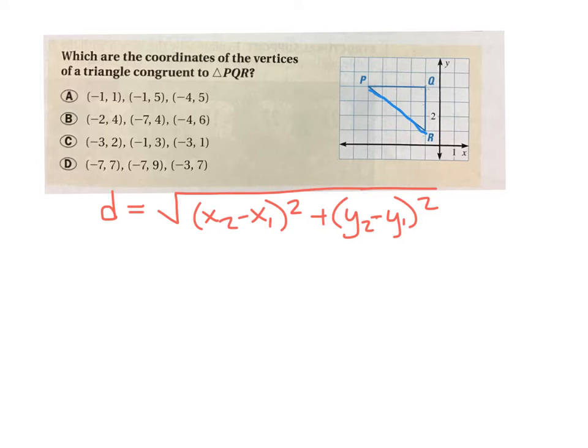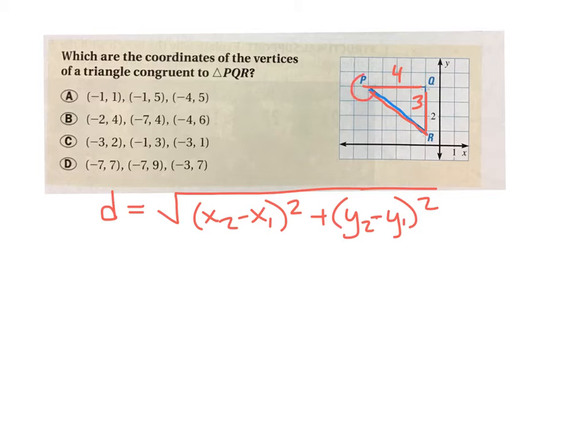QR, how would I tell you how long that one is? I just count it, right? 1, 2, 3. So the length of this is 3. What about P to Q? We just count: 1, 2, 3, 4. That one's 4. So the only one I need to use the distance formula on is my diagonal one.